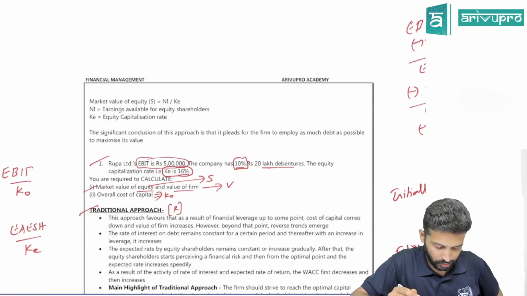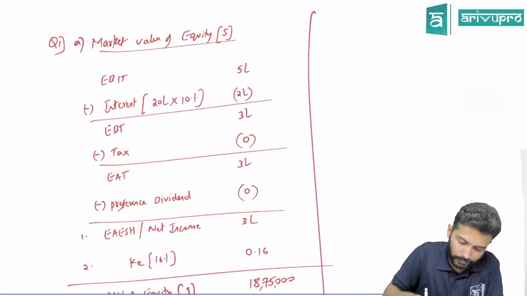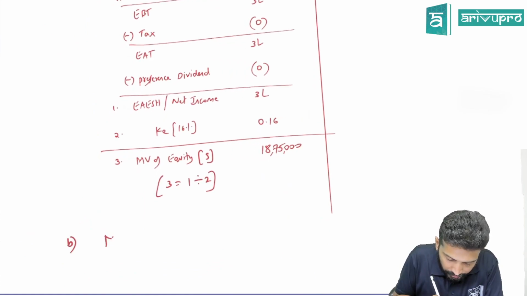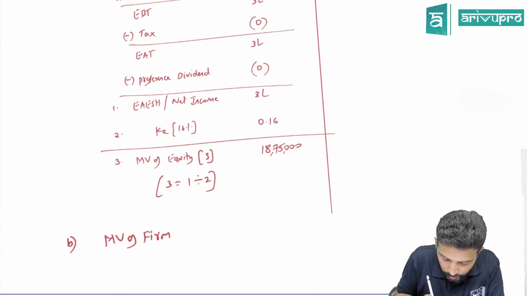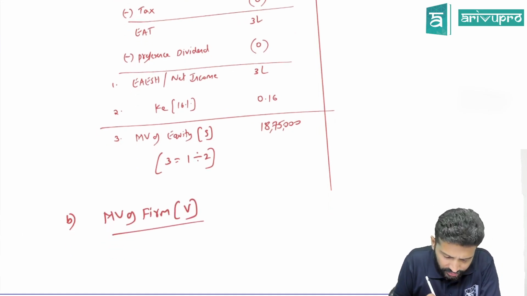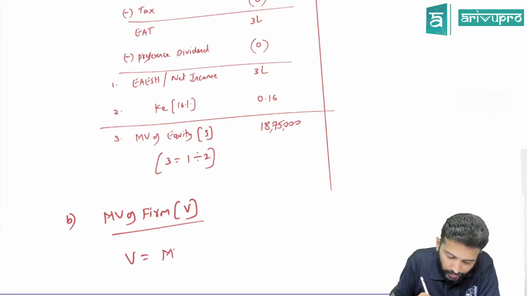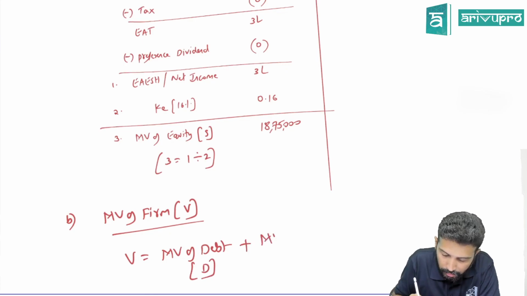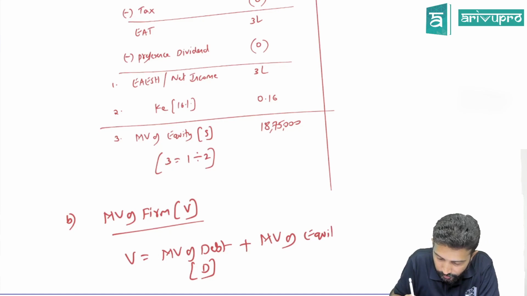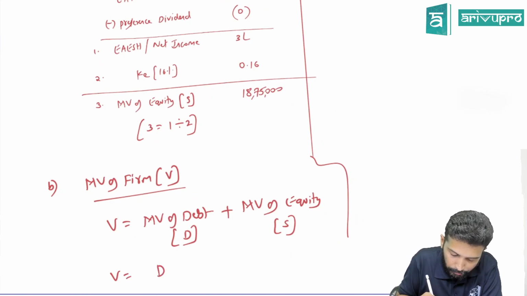Anything else they asked? Yes, they also asked the market value of the firm. Market value of the firm is denoted by which symbol? V, you know. V is equal to what? D plus S. Here I'll write it fully: market value of debt, which is denoted by the symbol D, plus market value of equity, which is denoted by the symbol S. So V is equal to D plus S.